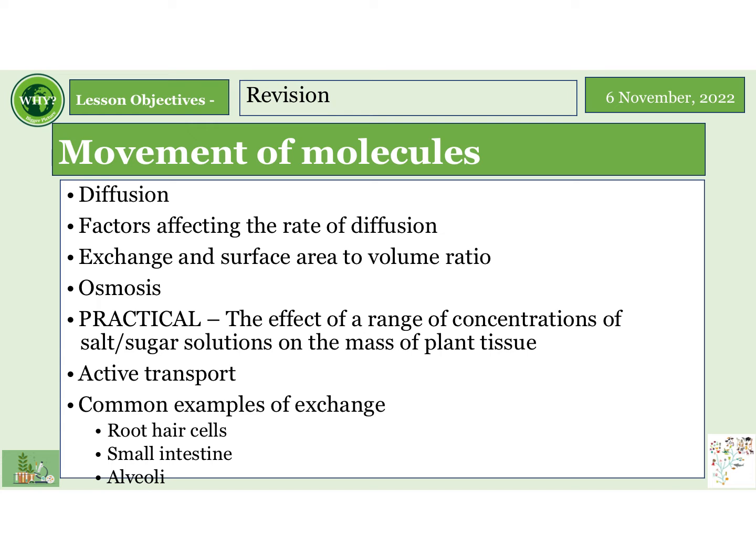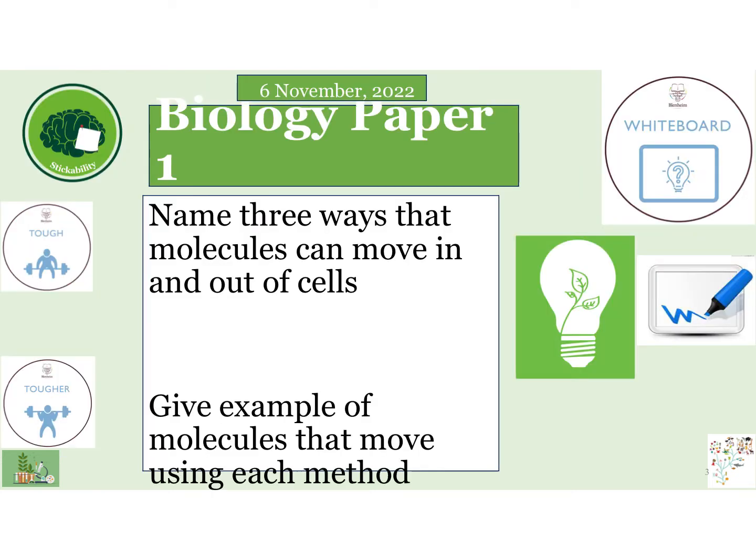We'll have a focus on the key practical, which is the effect of a range of concentrations of salt or sugar solutions on the mass of plant tissue, active transport, and then focus on common examples of exchange, and in particular types of specialised cells or specialised surfaces, organ systems for exchange, such as root hair cell, small intestine, and the alveoli.